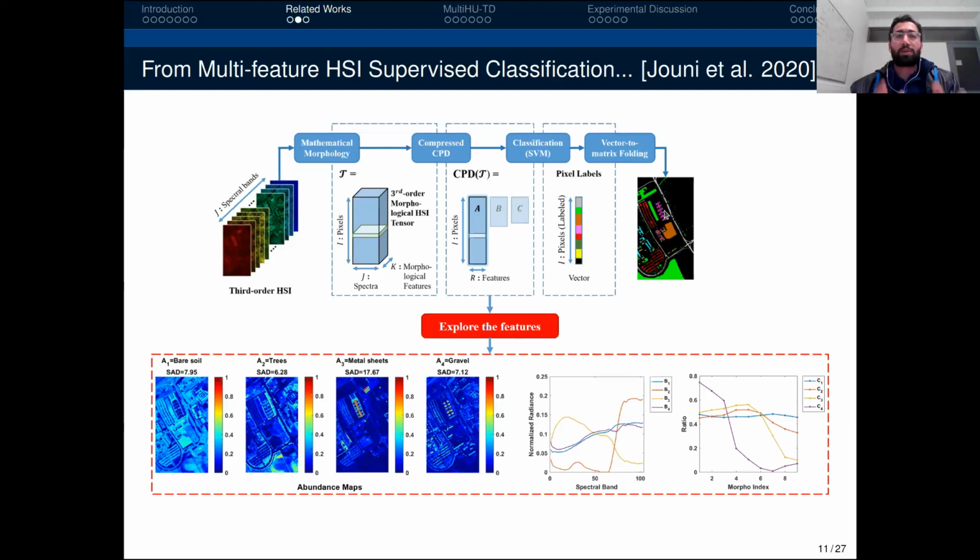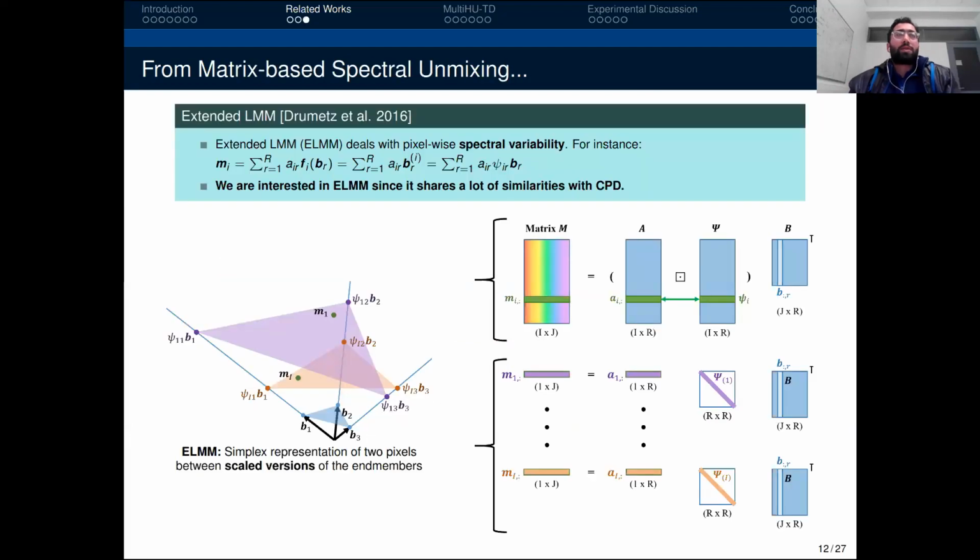So this was supervised. We saw that it works better than the state of the art at that time. And we wanted to go further and explore the features in more of a blind way, to see, does it work as an unmixing problem, and can we interpret it so that we can go further, maybe through learning, through other techniques.